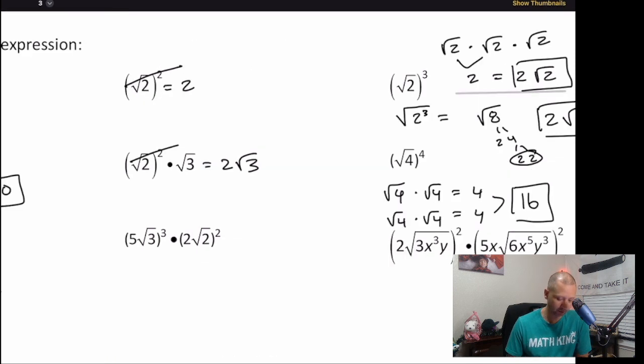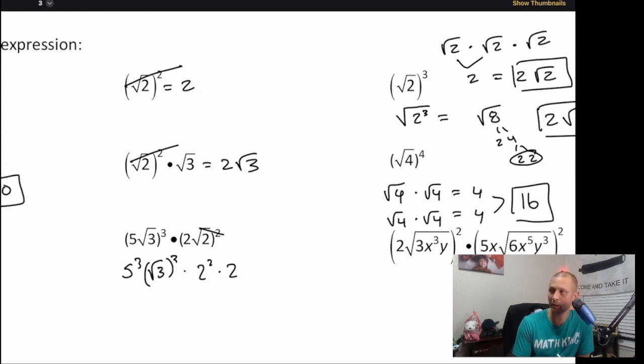Let's do one more. So this is going to be 5 cubed root 3 cubed times 2 squared times, it's going to cancel, so it would be times 2. All right, so doing all the coefficients first. So 5 times 5 times 5, 125 times 4, right, because 2 squared times 2 times root 3 cubed. 4 times 2 is 8.